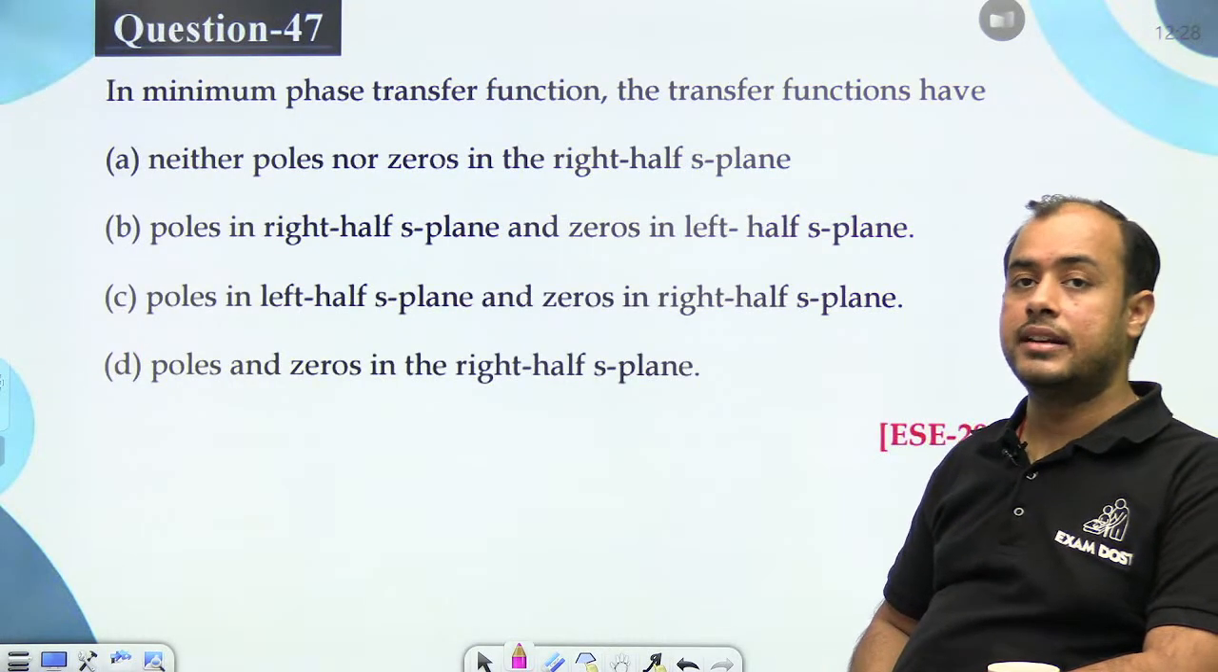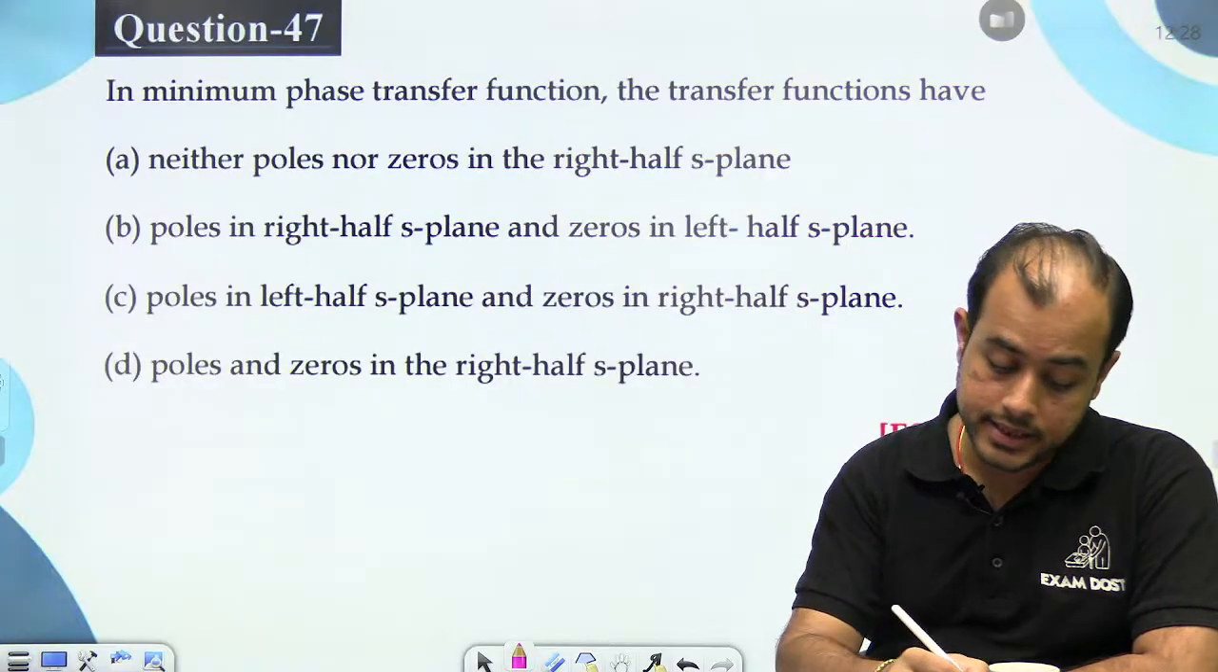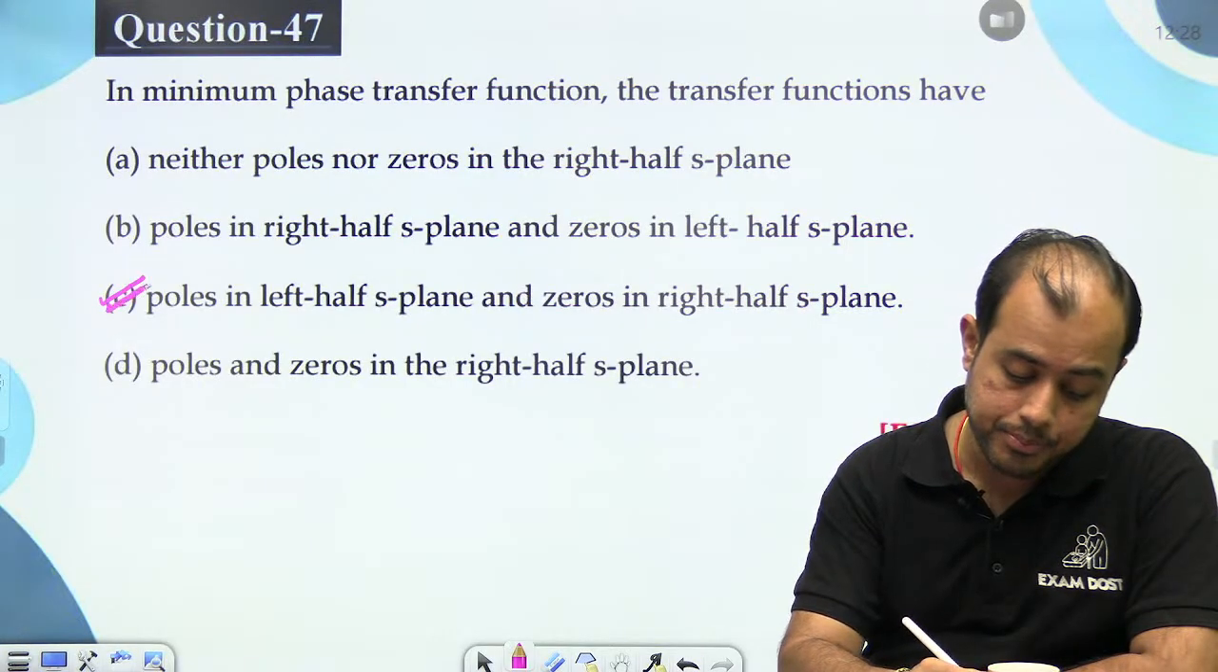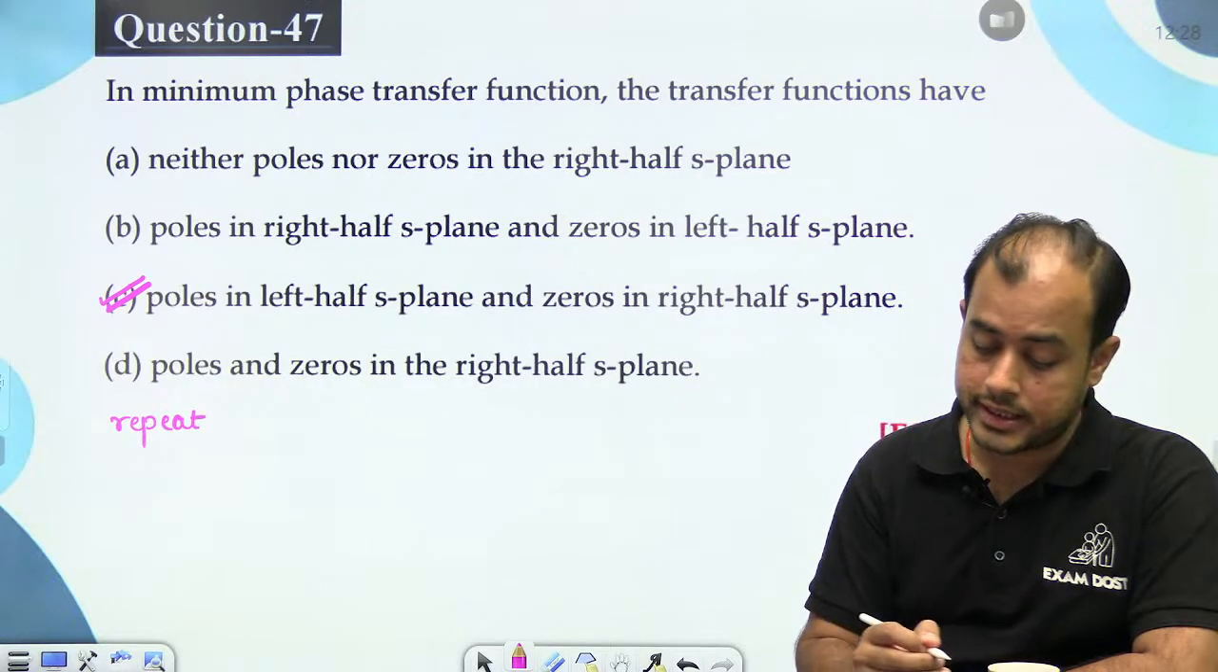ESE 21. Again, minimum phase transfer function. Zeros in the right half, poles in the left half. This I already solved for you.